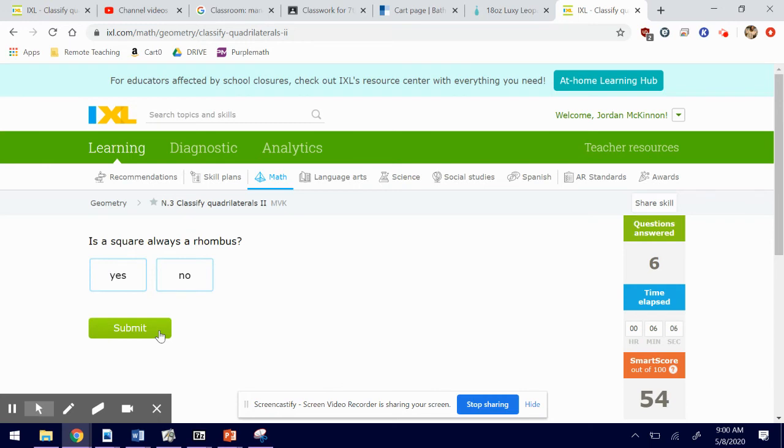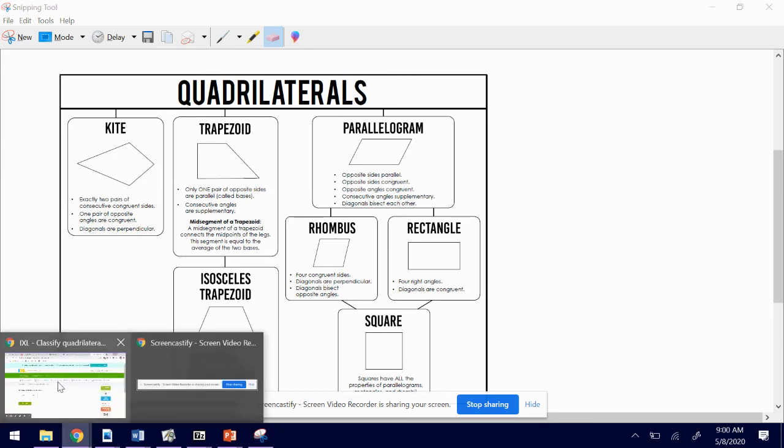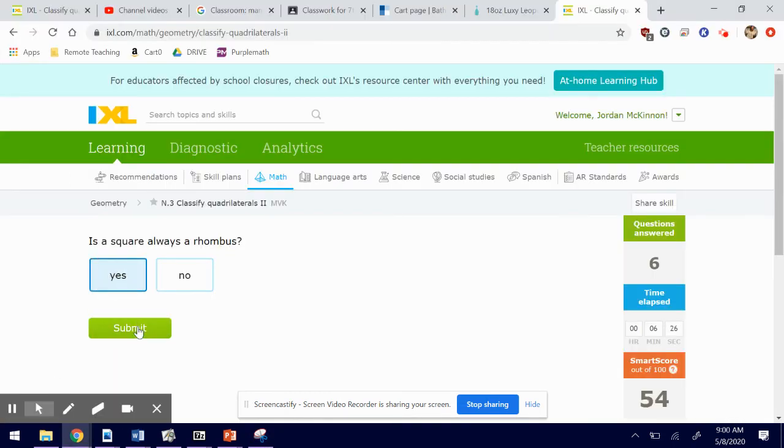Is a square always a rhombus? Okay, let's go back and let's look. When we did N2 yesterday, if we click square, we also clicked rhombus, rectangle, and parallelogram because a square is also called all of these other things. So is a square always a rhombus? Yes, it is because it's underneath it. Is a rectangle always a parallelogram? Yes. We did that one earlier. Rectangle sits underneath parallelogram on that graphic organizer.